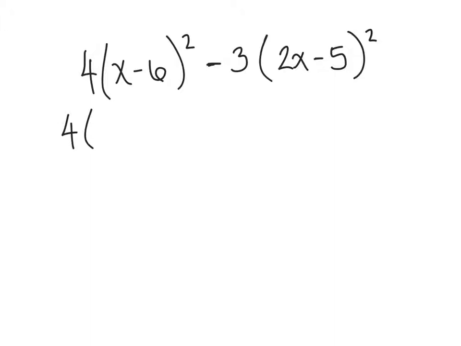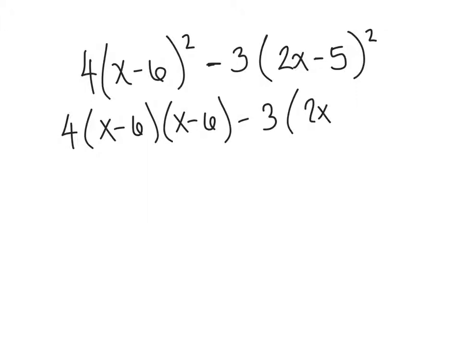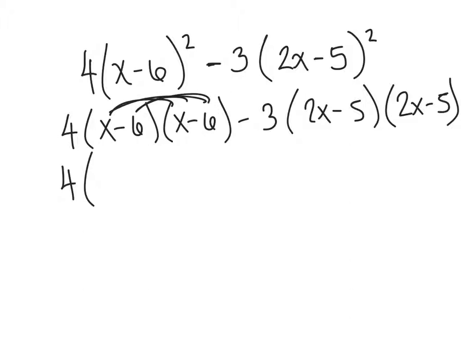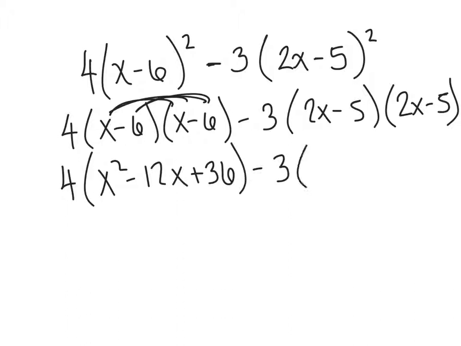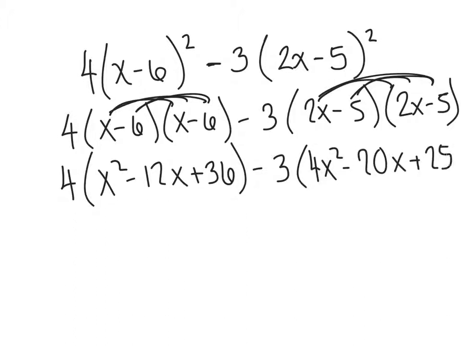And the first thing I'm going to do is just rewrite the x minus 6 a second time. Minus 3. And then we'll go 2x minus 5. Rewrite it, repeat it a second time. Okay, so I've got 4. And then I'm going to start distributing the x, distribute the negative 6 to get x squared minus 12x plus 36. Okay. And then same thing here. Distribute the 2x, distribute the negative 5. And we'll get 4x squared minus 20x plus 25.